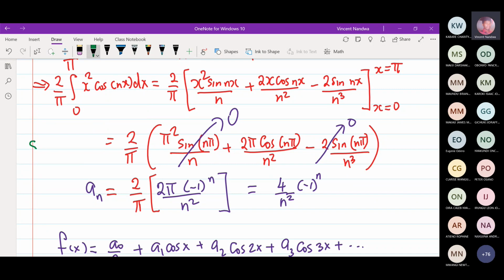So sine of n pi is always 0. That's why the sine of n pi is 0. You can try with your calculator: sine of 180 degrees, sine of 360 degrees, sine of 720 degrees, etc. You'll always get 0. So that's why this term will be 0 and this term will also be 0. That's all. Thank you.